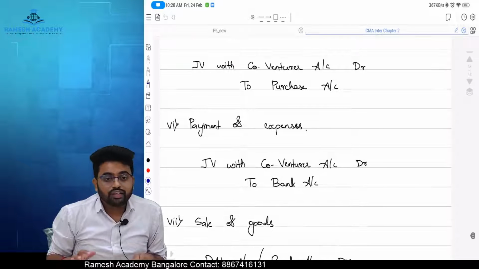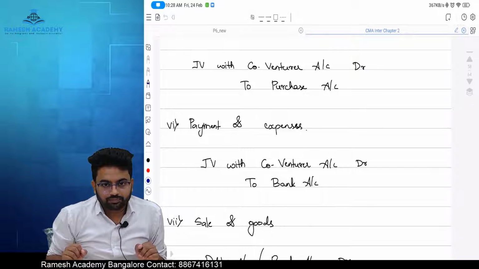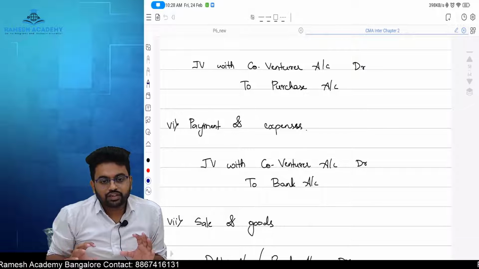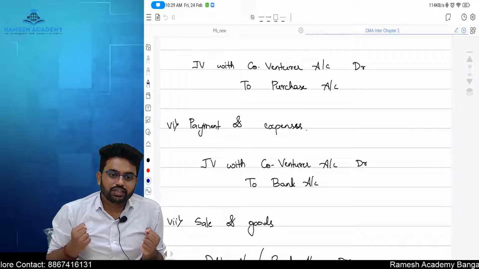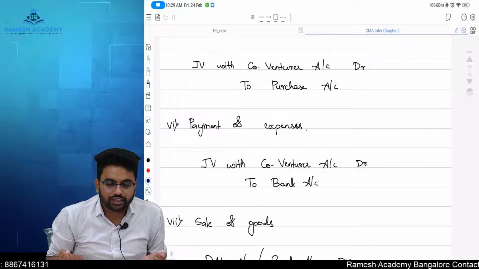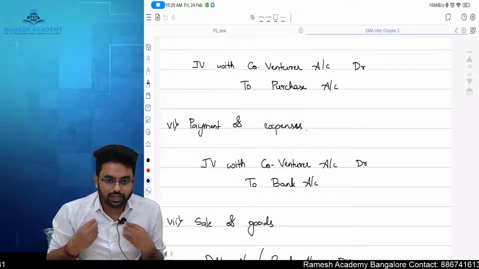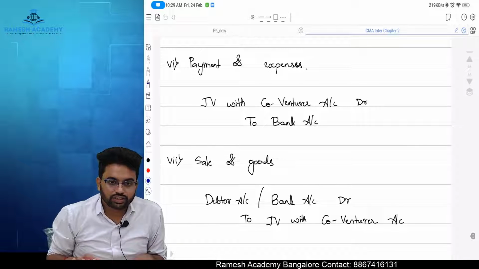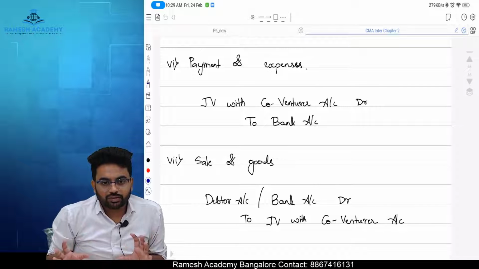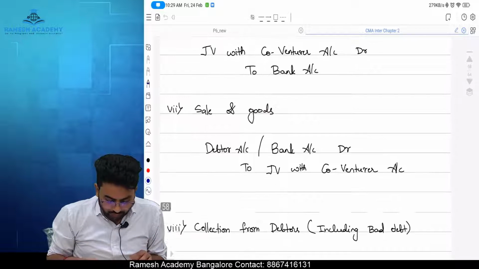Done. When the payment of expense is made, we are only paying the joint venture expense. Entry will be joint venture with co-venture account debit as its expense to bank account as we are paying. Sale of goods, let us assume we are receiving money relating to the joint venture. Entry will be debtor or bank account debit to joint venture with co-venture account.